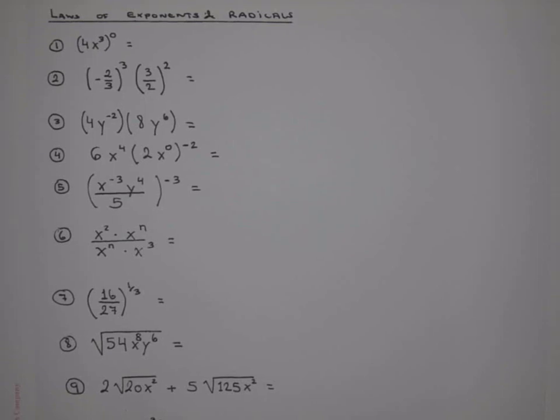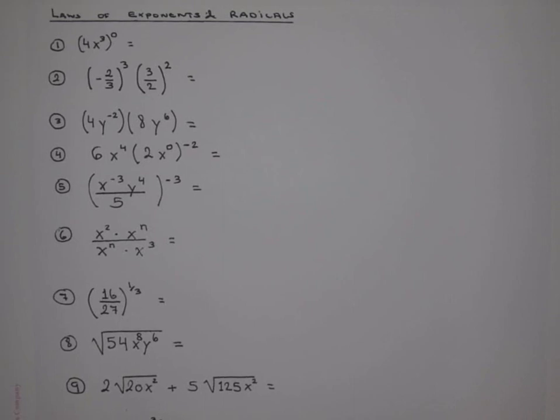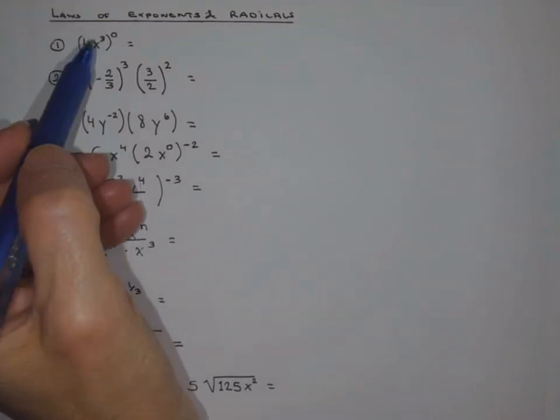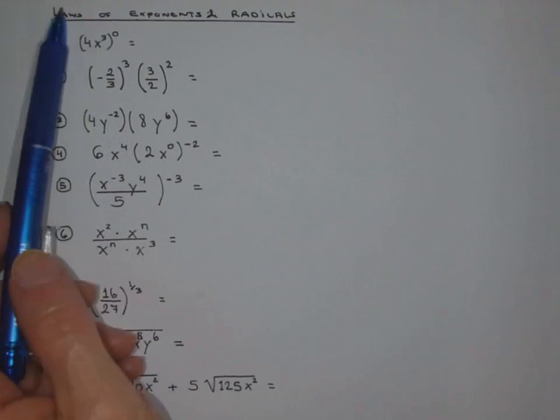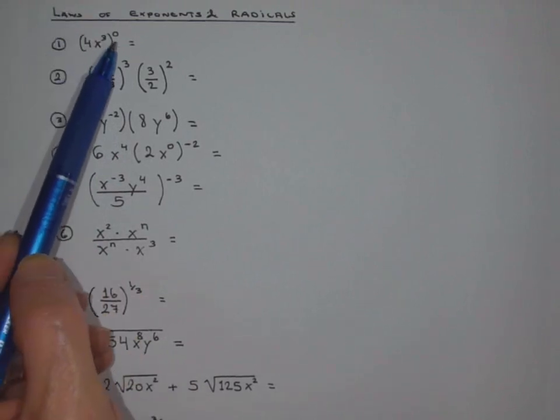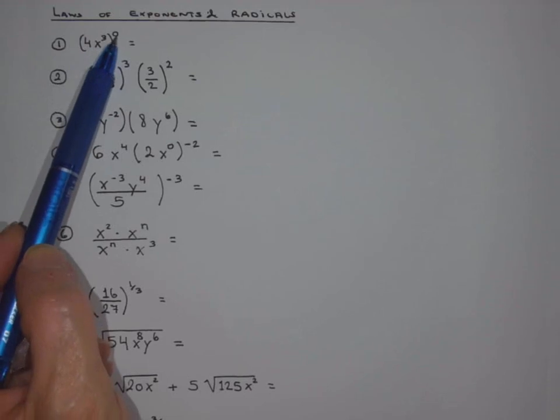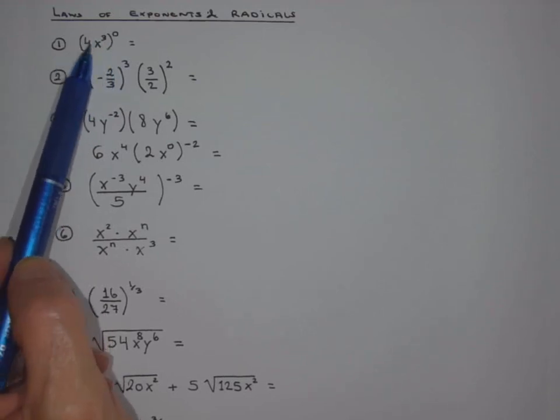Hello, this video is going to be on laws of exponents and simplifying radicals. So we are going to briefly review some of those. When you have anything to the 0 power, that will give you a 1. Anything to the 0 power.